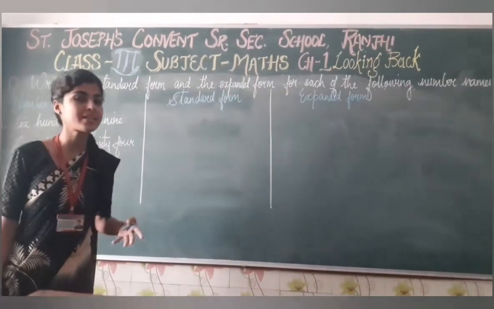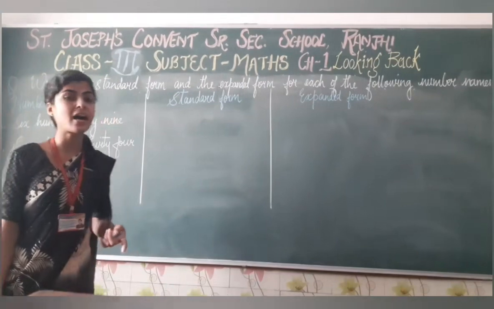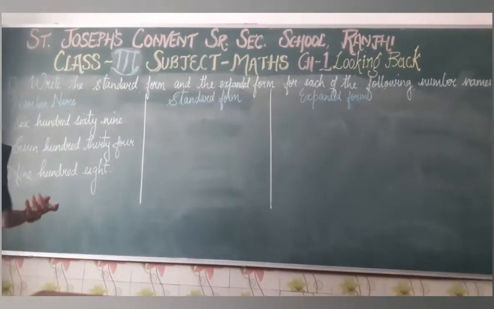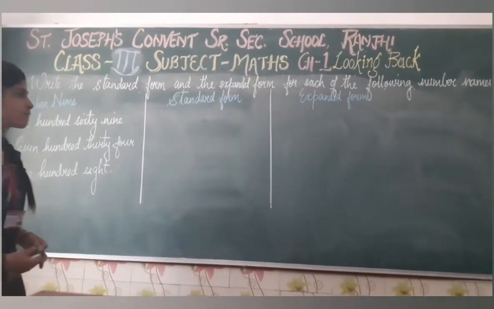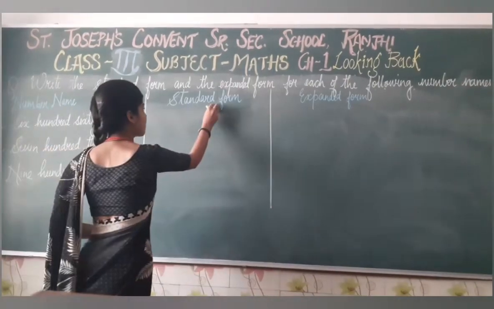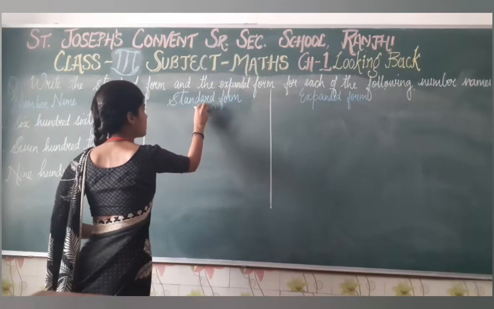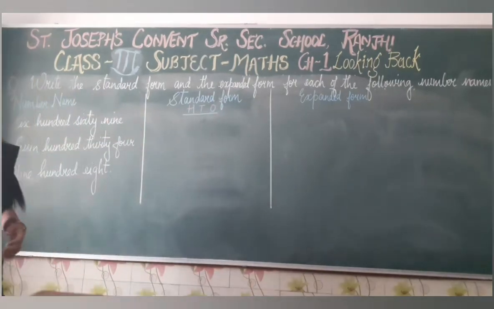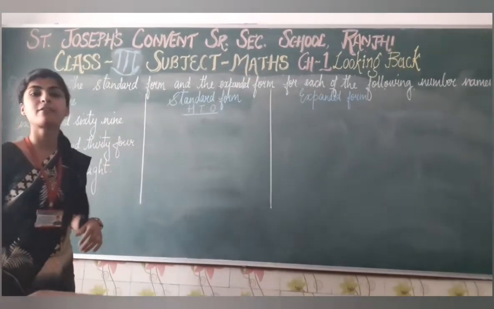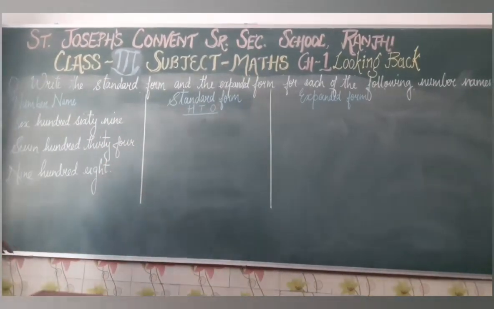669. What is it? 669. So let's write the standard form for this word form. For this, we will first give the places. If you all go according to the places, it will make it very clear and easy for you.